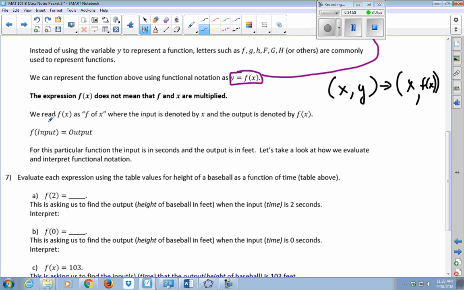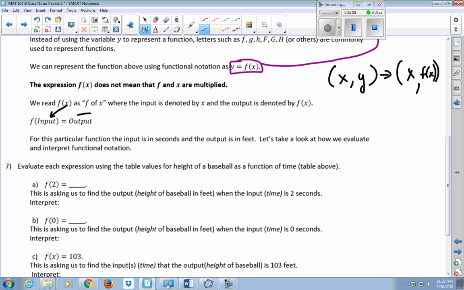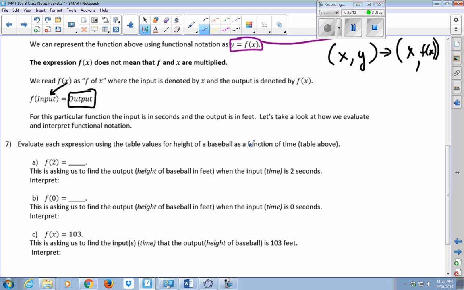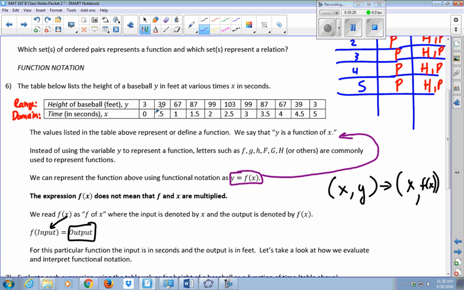Okay, so when you see this notation f of x, the x is always your input. The entire thing, f of input or f of x, is equal to the output. For this particular function, the input is in seconds and the output is in feet. Let's take a look at how we evaluate and interpret functional notation. So everything's going to relate back to this.